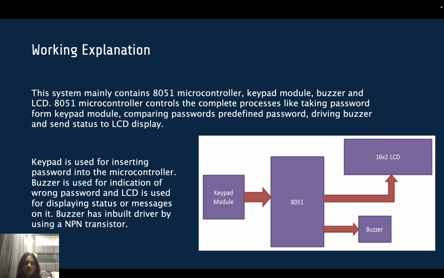I'll explain the working. This system mainly consists of the 8051 microcontroller, keypad module, buzzer, and LCD. The 8051 microcontroller controls the complete process, like taking the password from the keypad module, comparing it to the predefined password, driving the buzzer, and sending status to the LCD display. The keypad is used for entering the password into the microcontroller. The buzzer is used for indication of a wrong password, and the LCD is used for displaying status or messages. The buzzer has an inbuilt driver using an NPN transistor.